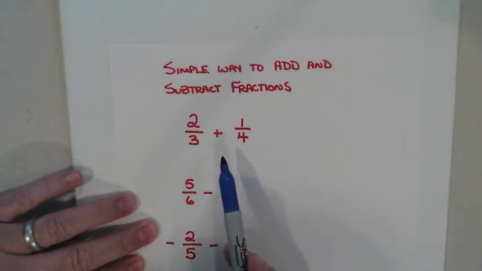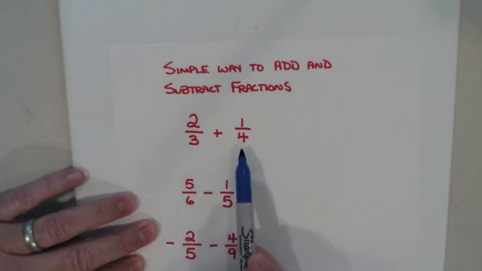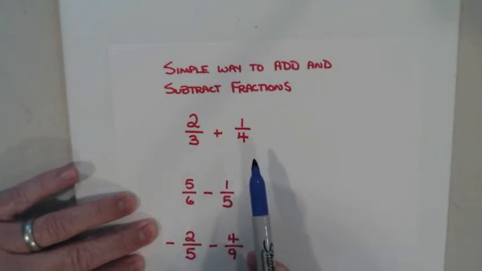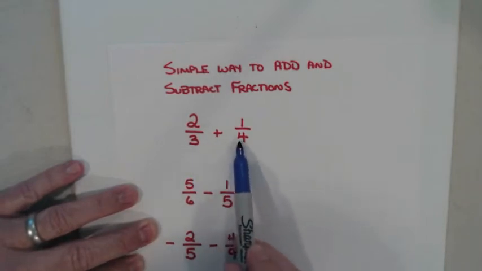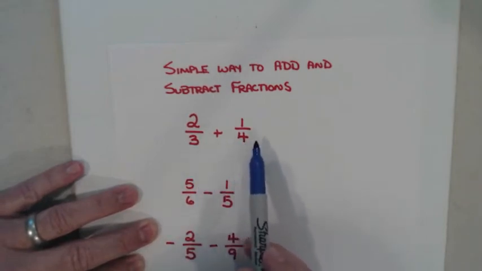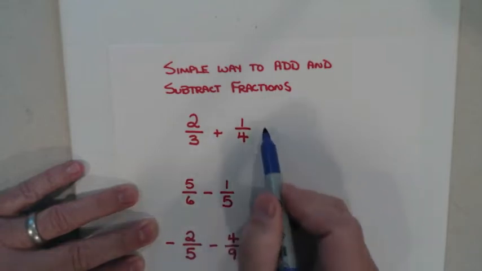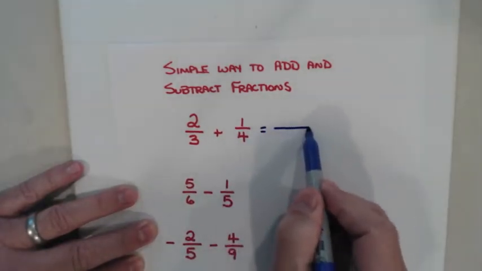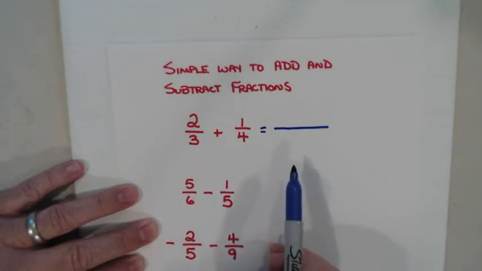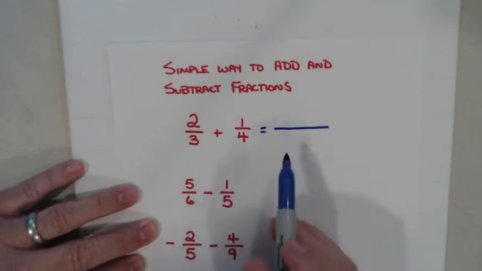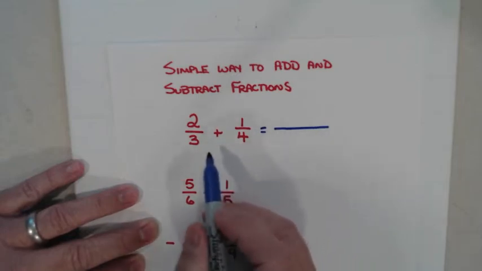What we're going to do is simply multiply these two numbers together. Now there may be better common denominators, but this will always work. Simply multiply these two denominators together and you will always get a common denominator. So instead of writing two fractions down with the same denominator, we're just going to multiply these two together and write that one common denominator down.